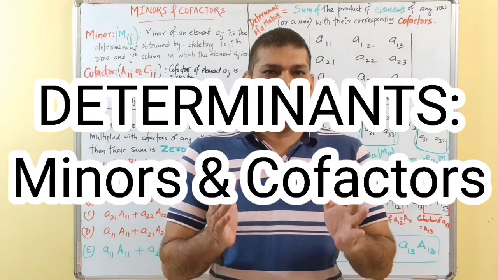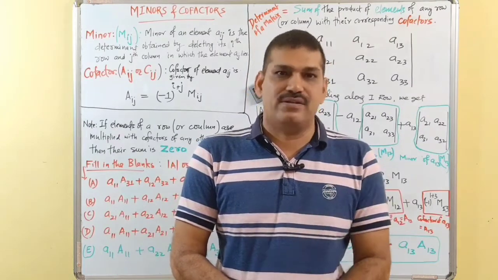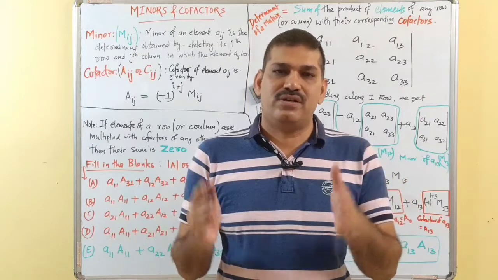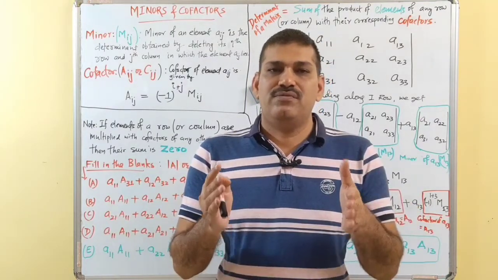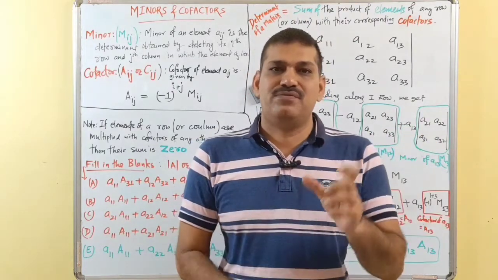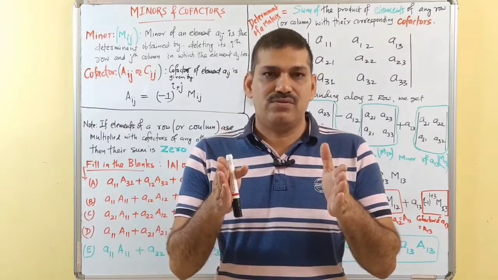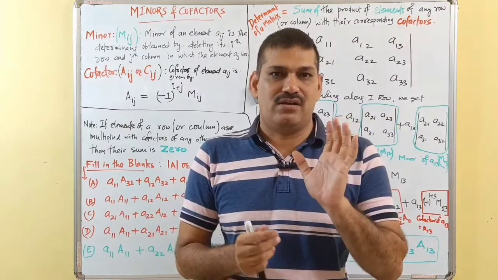Well, today in this session we are going to talk about minors and cofactors. We have evaluated determinants of order 1, order 2 and order 3. Actually, we know the minors and cofactors, but we haven't used this term. So let's try to know what these terms minors and cofactors are.